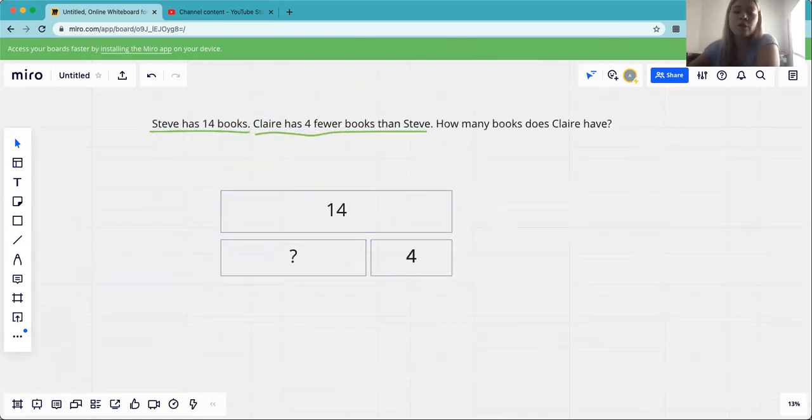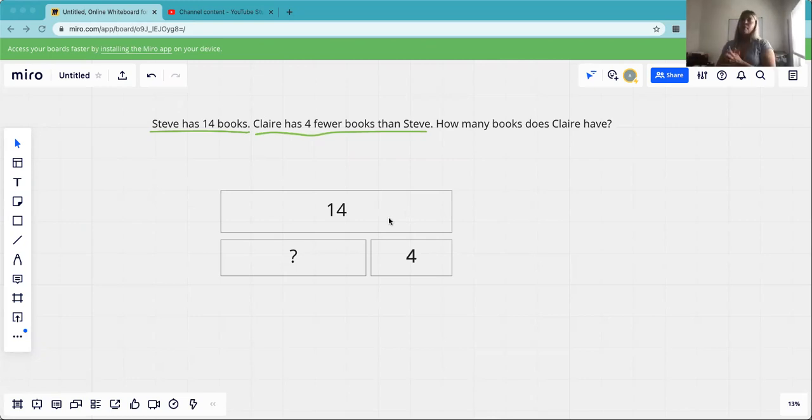Looking at my bar model right here, I have my 14 for Steve has 14 books. We're trying to get to that 14 because we know that Steve has 14 and we know that Claire has 4 fewer than him. So we're trying to figure out what it is. My 14 here is representing how many books Steve has.